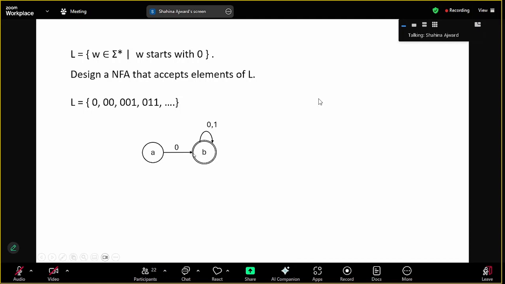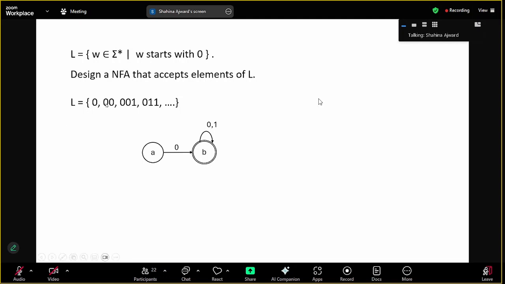And after that, this is not only zero. It can start with zero and end with zero or one. So we can put a self loop on B for zero and one. This is enough for us to design the NFA. We don't have to bother about what happens for input symbol one when the current state is A. That's not necessary.